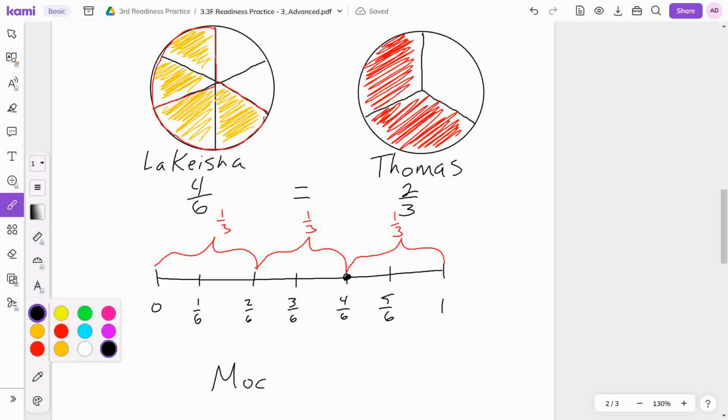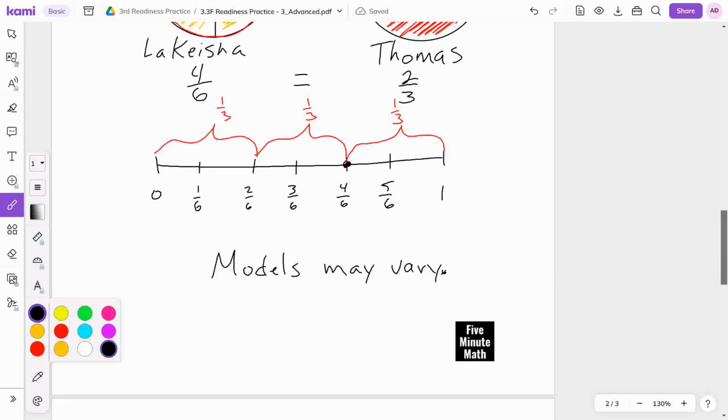You might not have drawn your pizza as a circle. Sometimes you have a pan pizza and you want to draw it as a rectangle. That could also work. We need to see that 2/3 is equal to 4/6 in both a model and a number line.